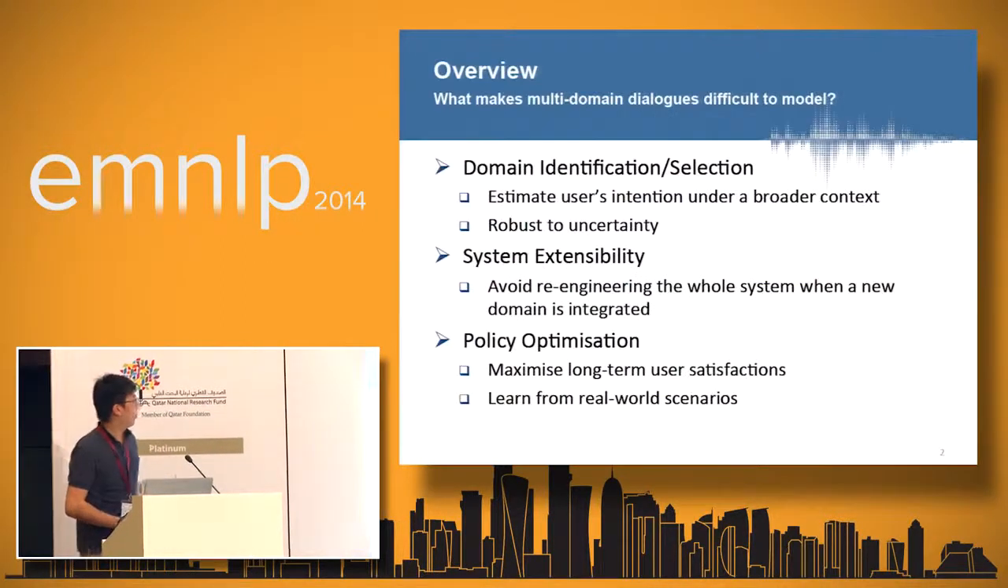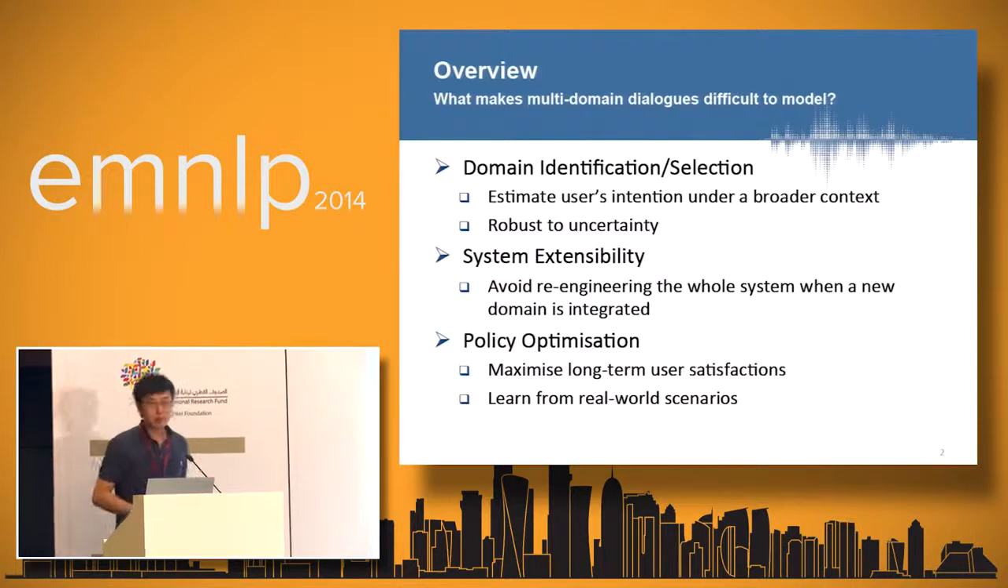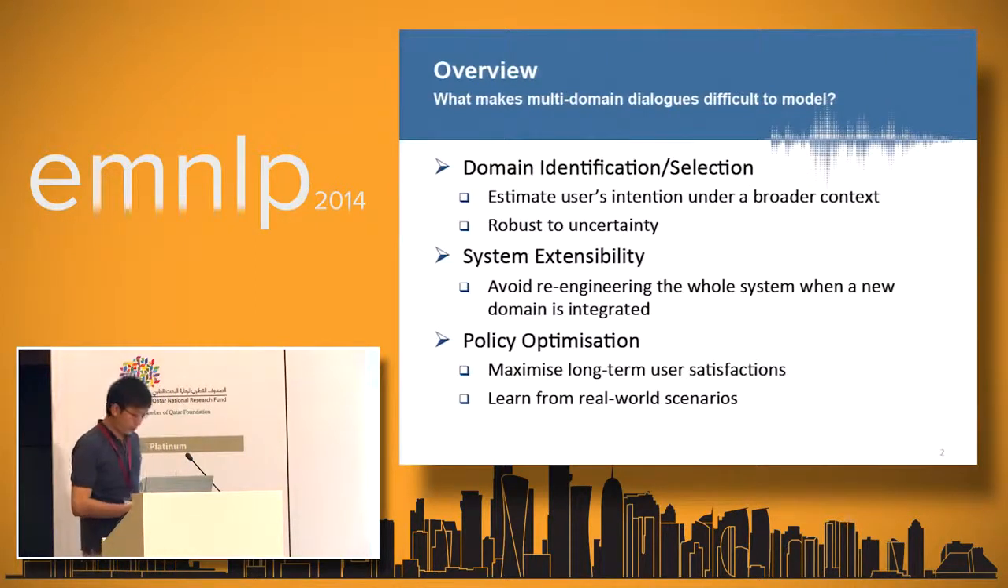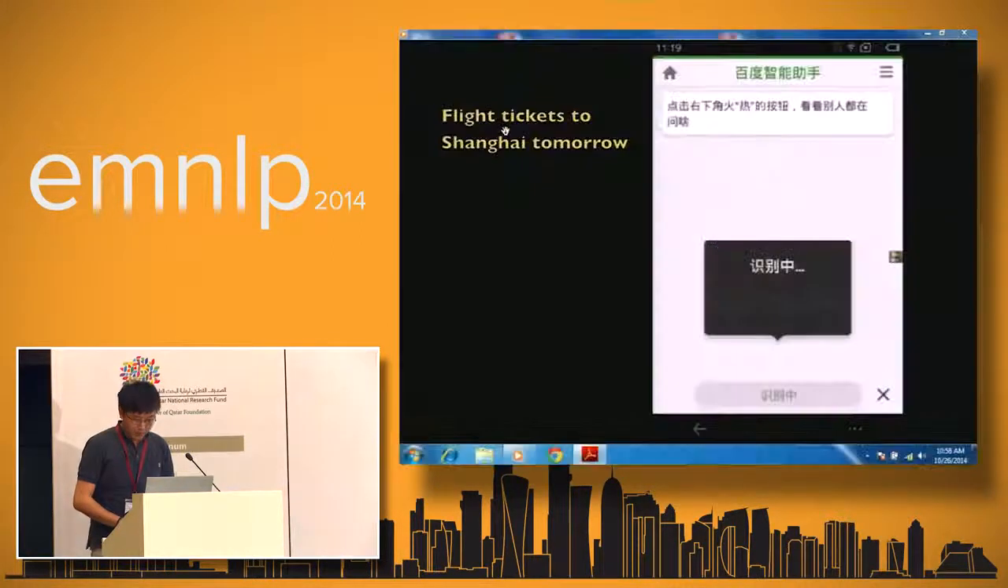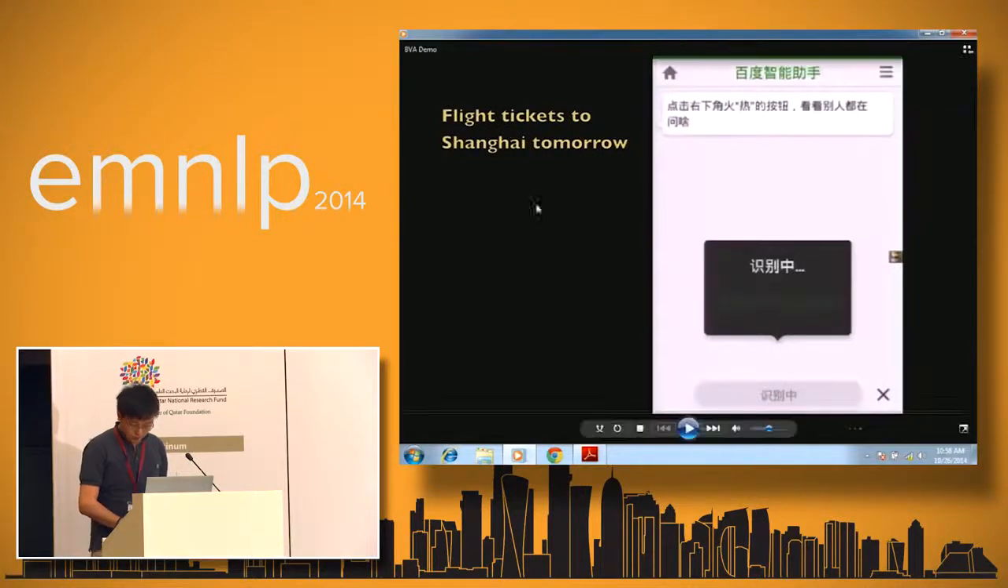So my talk is generally about building a multi-domain spoken dialogue system, and these are the topics I will cover during my talk. I'll discuss the domain selection problem, the system extensibility, and the policy optimization algorithm we use to solve those problems. Before going into the details, I'll show you a video to show generally how this thing works.